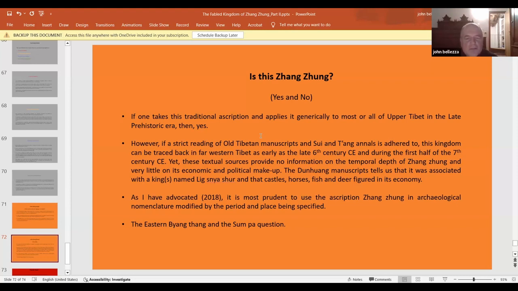The Eastern Changtang and the Sumpa question. The Eastern Changtang is part of the Upper Tibetan region that I have surveyed, but with quite different archaeological monuments. It appears to have belonged to Sumpa, another of the early proto-states of Tibet, and appears, according to Yungdrung Bön sources, to have been affiliated with Zhang Zhung, or a vassal of Zhang Zhung, a smaller state of lesser importance. And this may be the case because the monuments found in Eastern Changtang are not nearly as extensive or as ambitious as those found further west.